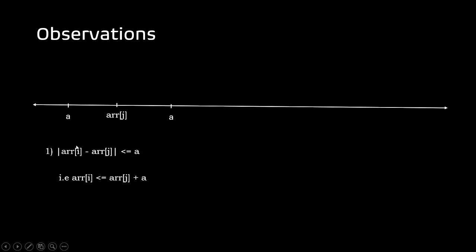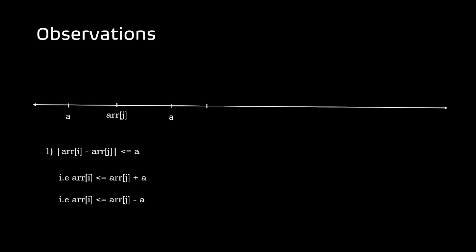So what I mean is, array I can be less than or equal to array j plus a. It can be less than or equal to this location, or it can be less than or equal to this entire range. It can fall here to satisfy only this condition.